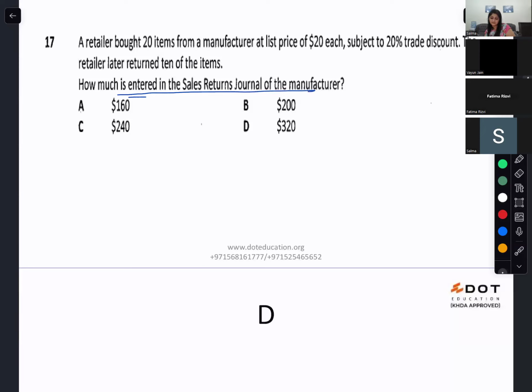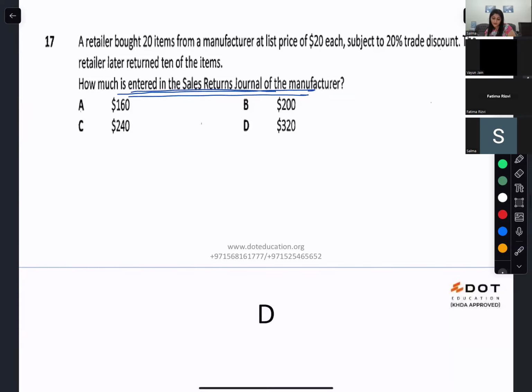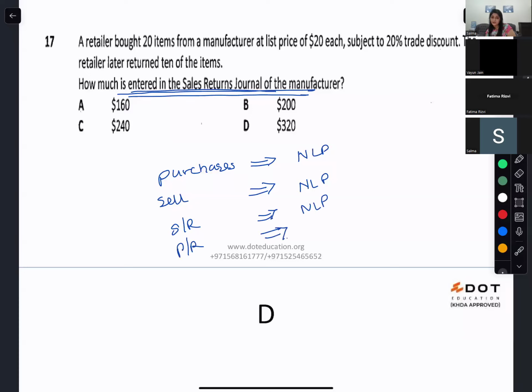Fatima, a retailer bought 20 items. Read this question. How much is entered in the sales return journal for the manufacturer? Okay, fine. Now answer my questions. When you purchase the goods, the entry will be passed at what price? Net list price. When you sell the goods, at what price? Net list price. When there is sales return, at what price? Net list price. When there is purchase return, at what price? Net list price.